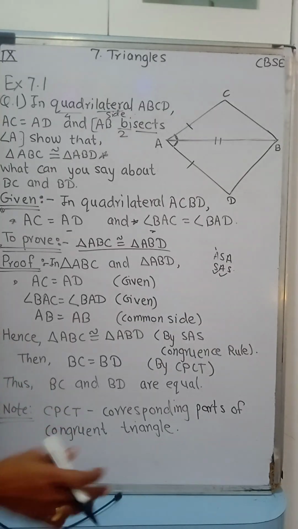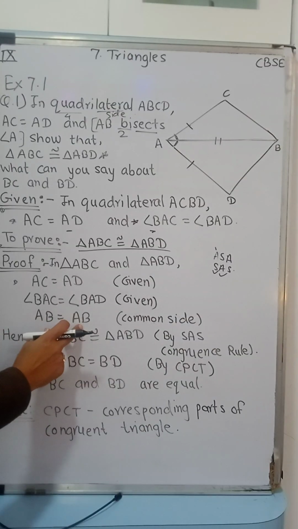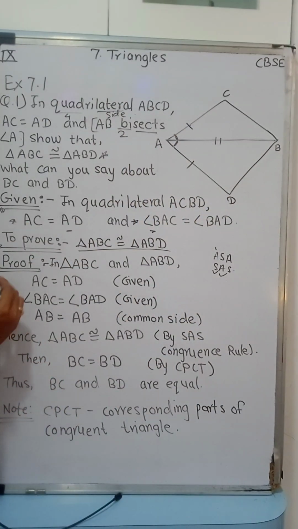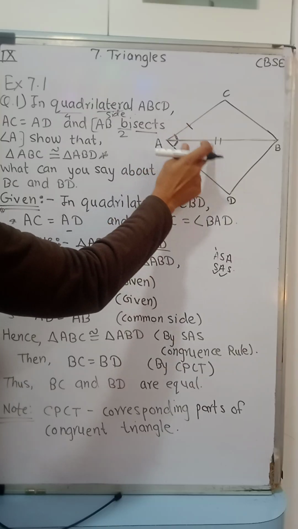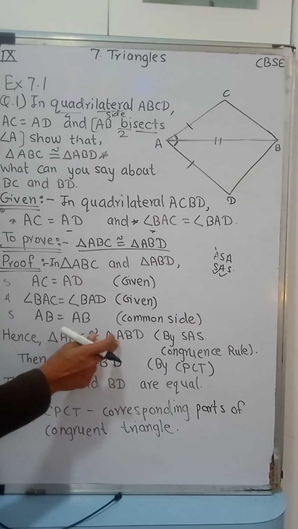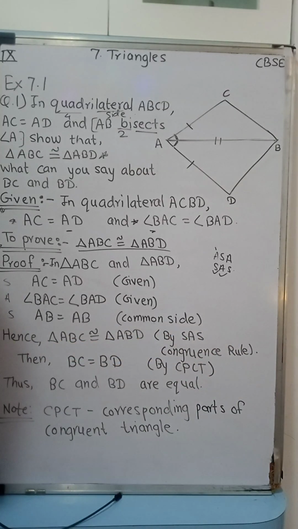Got it, everyone? Now we have observed that AB is common, so AB is equal to AB. This is the common side between the two triangles. Now this is side, this is angle, and this is side again: the angle is between the two sides. Therefore, by which congruence are they equal? SAS. So hence triangle ABC is congruent to triangle ABD by the SAS congruence rule. Got it, everyone?